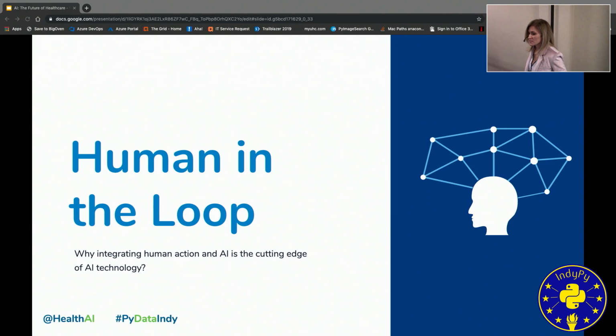So another fix for a lot of the problems that currently exist in AI are human-in-the-loop systems, which are some of my favorite AI systems. And can anyone think of any popular human-in-the-loop systems that are available to us today?